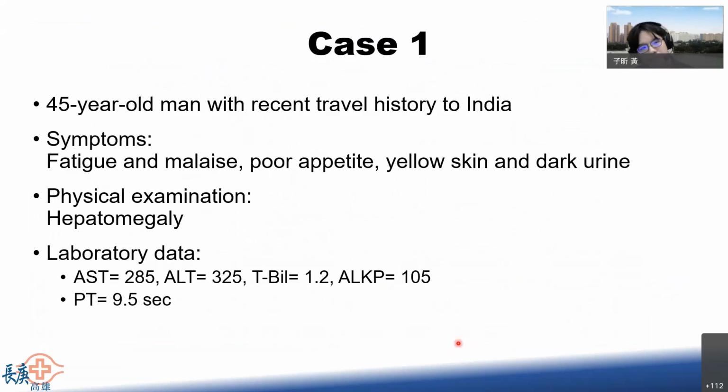This is the first case. This is a 45-year-old man who recently traveled to India. We know that now there is COVID, and you might guess that the man has COVID first, but say this is not during a COVID pandemic. The patient returns and visits your clinic with symptoms of fatigue, malaise, poor appetite, and jaundice. Physical examination only shows slight hepatomegaly. In the lab data you follow up, AST is 285, ALT is 325, bilirubin is 1.2, alkaline phosphatase is 105, and PT is 9.5 seconds.